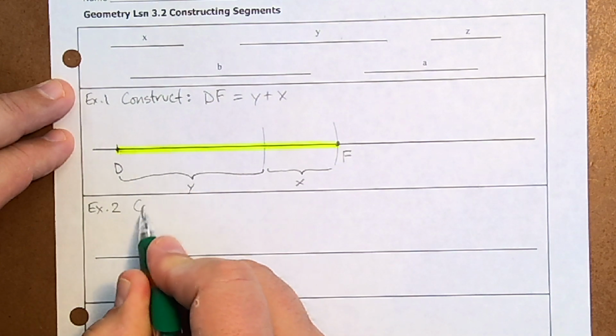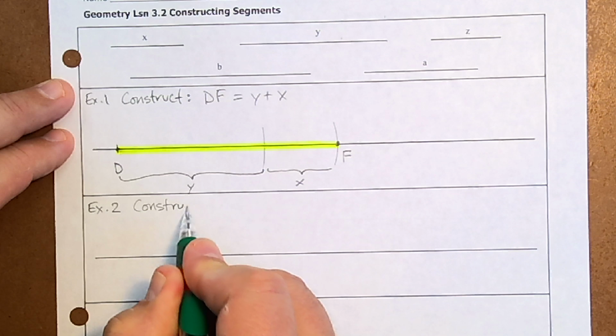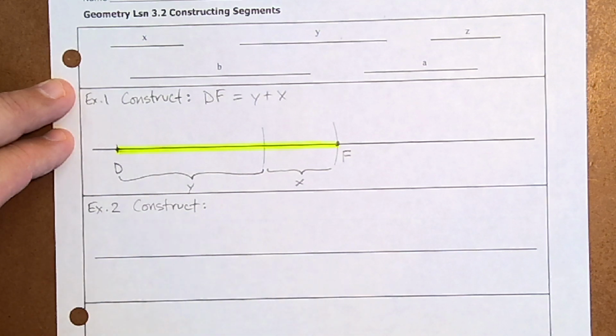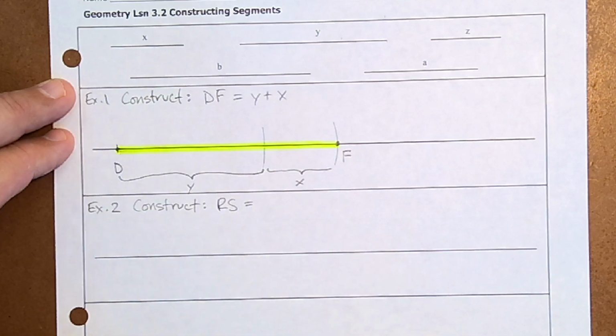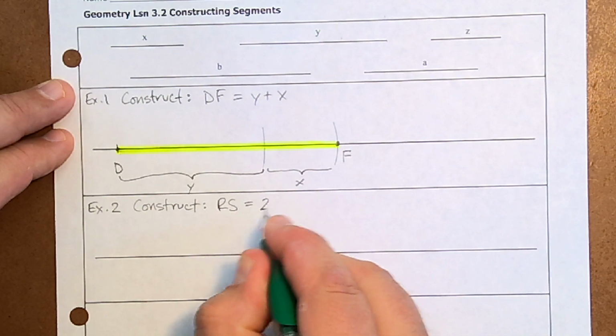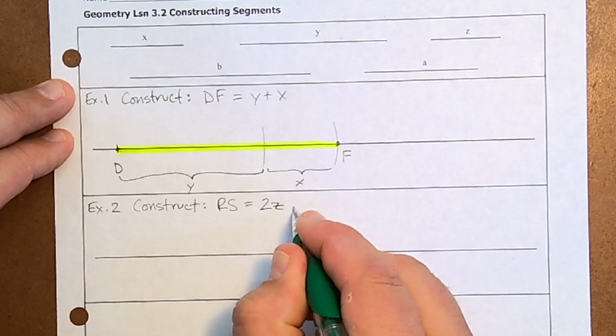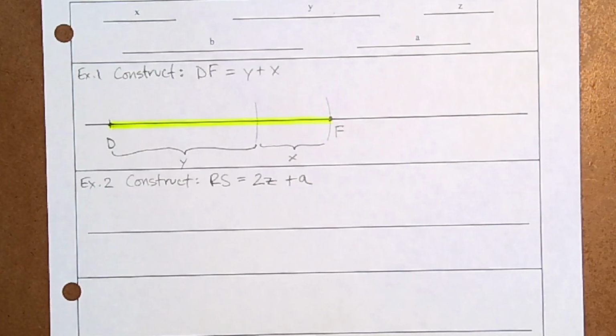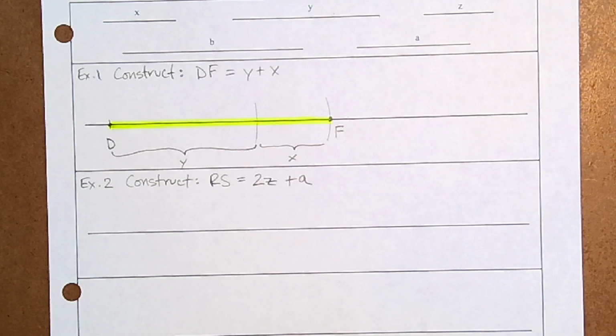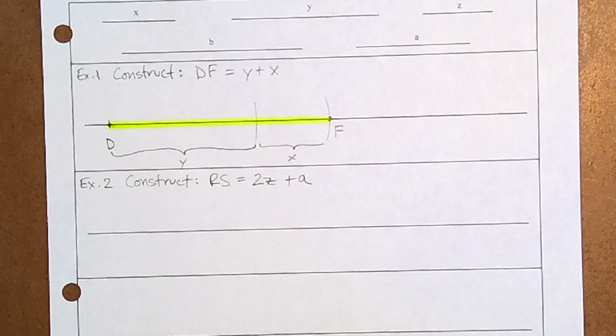Okay, how about we do example 2? All right, example 2, we are going to construct line segment RS, and line segment RS is going to be 2z plus a long. So 2 times z. So 2 z's and an a. RS.